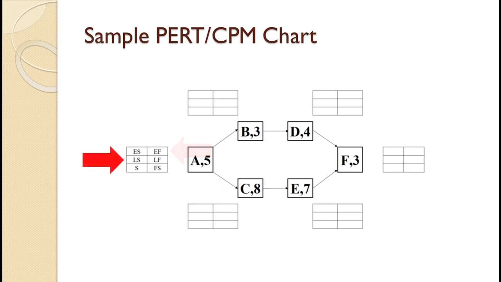3. Late start time. This is the latest an activity can be started without delaying the completion of the project. 4. Late finish time. This is the latest an activity can be finished. 5. Slack. This is the longest an activity can be delayed without delaying the completion of the project. 6. Free slack. This is the longest an activity can be delayed without delaying any other activity.